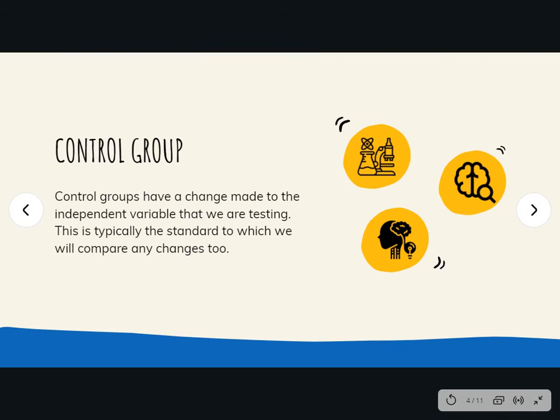All right. So this also lends us to control groups. A control group has a change made to the independent variable that we are testing. So this is typically the standard, right? So if we were doing what liquid is best to water a plant with, the control group would just be regular water. Or if we were to decide what type of light a plant likes best, the control group would be just like regular sunlight.